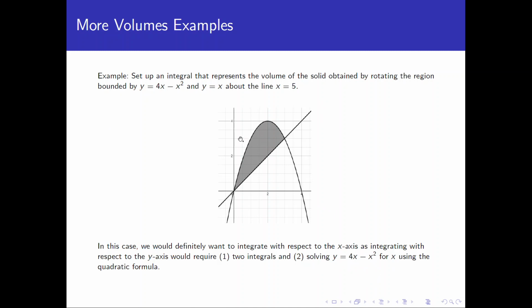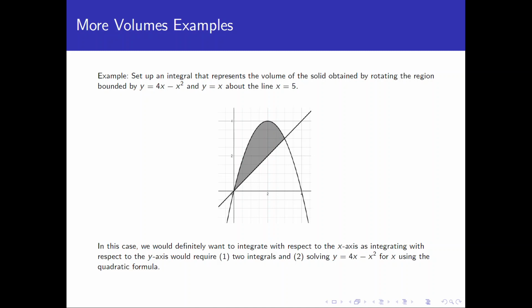Second, notice that if we slice perpendicular to the y-axis, I have to use two integrals because my right bounding curve changes. I'd rather not have to do two integrals. I'd rather not do two integrals unless I absolutely had to. I'd rather set it up and do it with one integral instead of two. So that's another reason why I do not want to integrate this with respect to y.